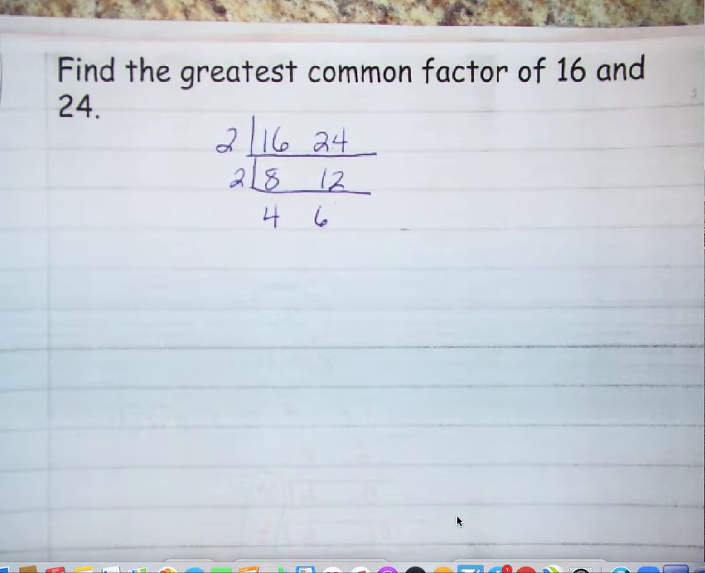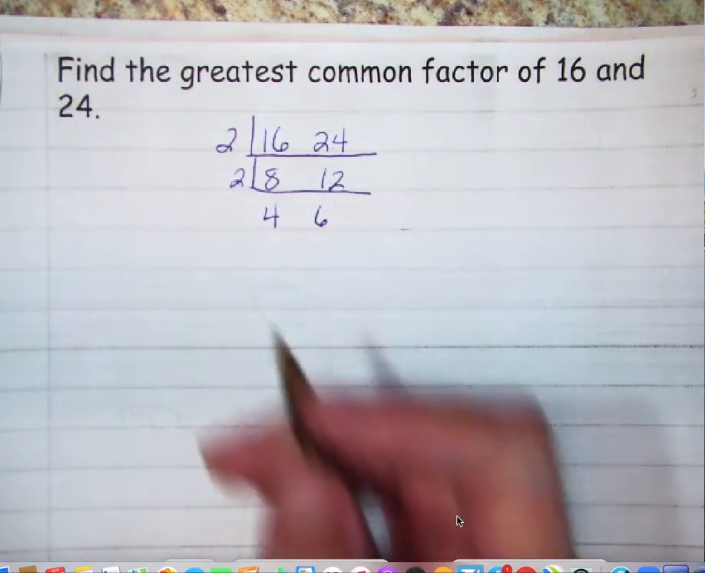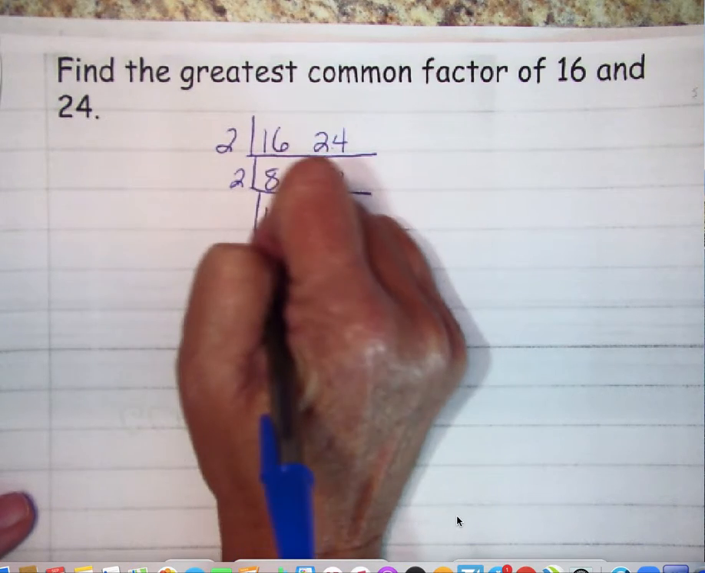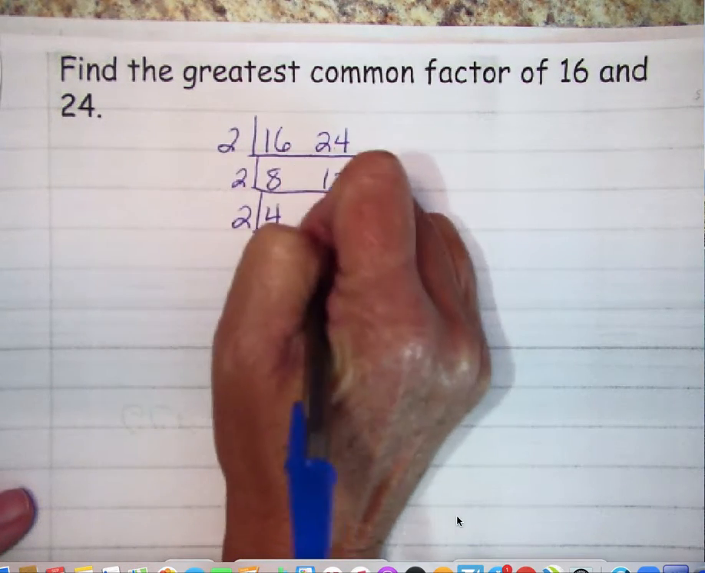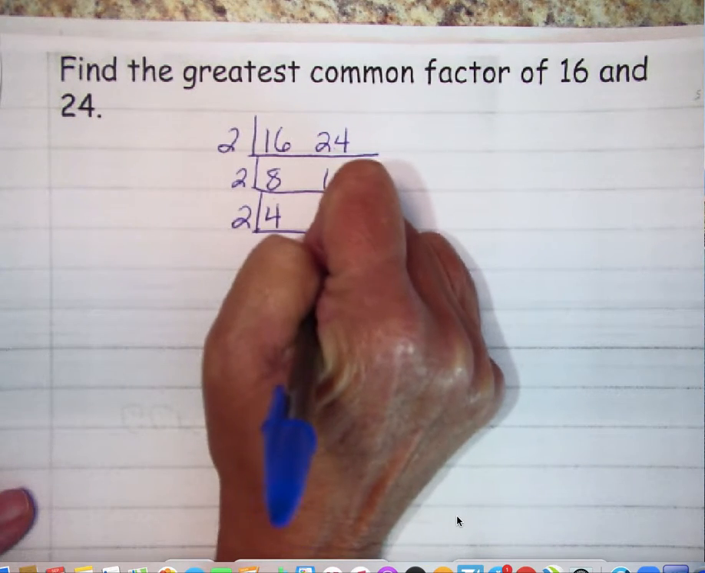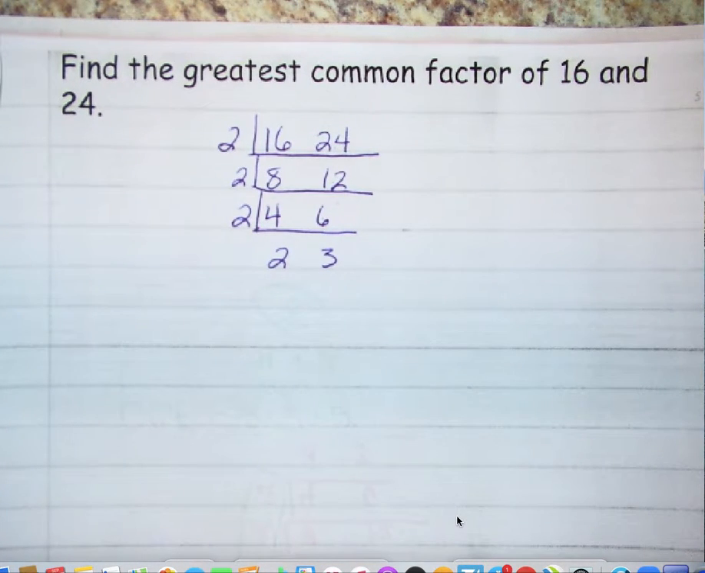Okay? Now, again, we've not really gotten any closer. 4 and 6 are again still divisible by 2. So we're going to do it again. 4 divided by 2 is 2. 6 divided by 2 is 3. Now, do 2 and 3 have anything in common that we can factor out? Nothing but 1, right? Nothing but 1.